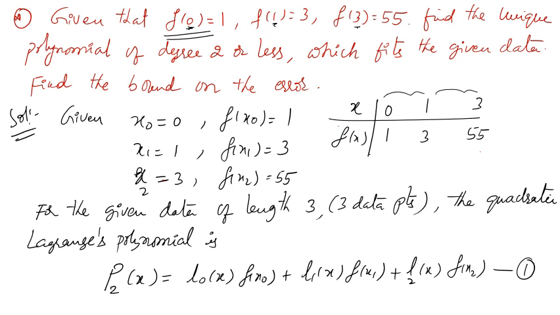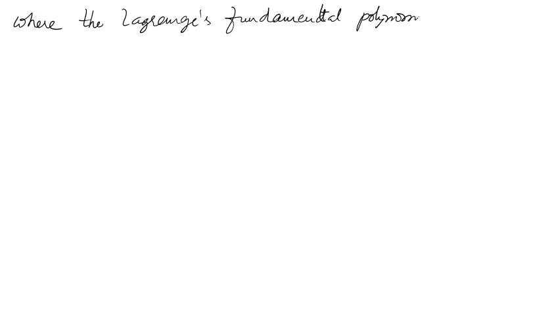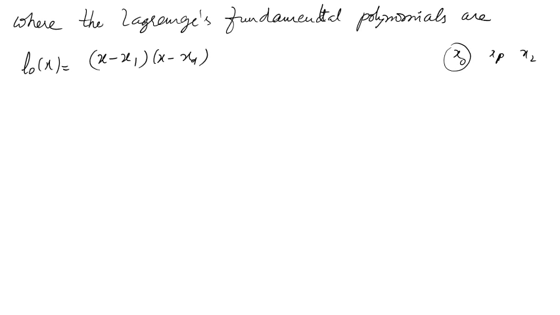And what are L0, L1, L2? Lagrange's fundamental polynomials. Now the Lagrange's fundamental polynomials are, first one, what is that? L0 of x. I have already told you how to write L0 of x. How many data points? x0, x1, x2. Okay, 3 data points are there. Delete the difference x minus x0. Write the remaining 2 differences, x minus x1 and x minus x2, divided by, replace x by x0: x0 minus x1, x0 minus x2.